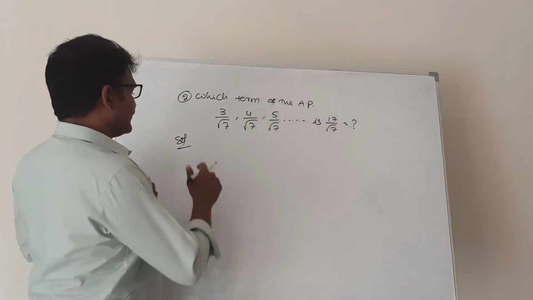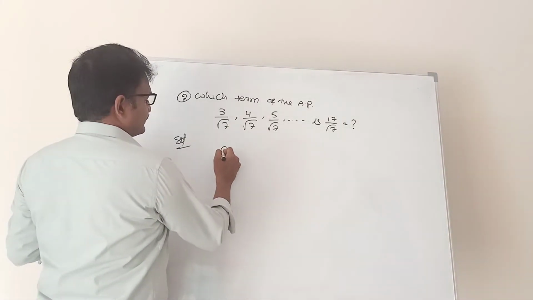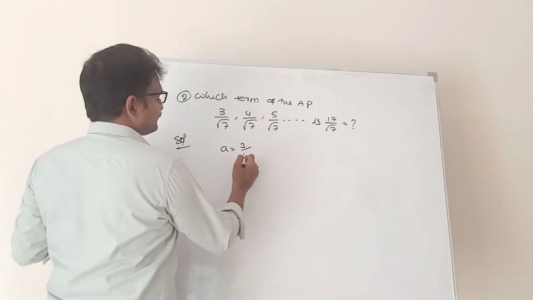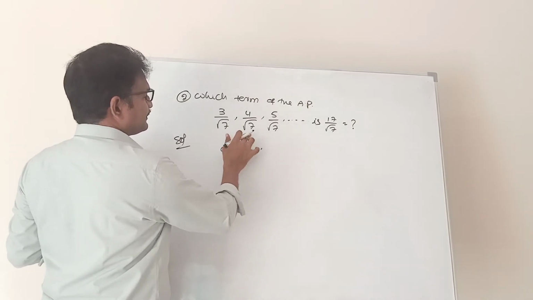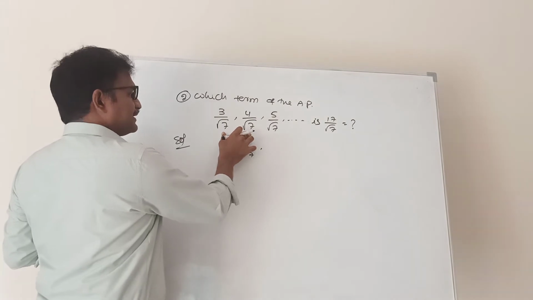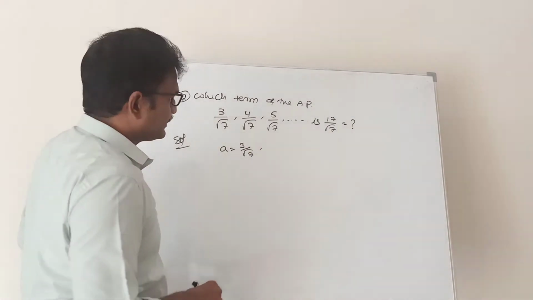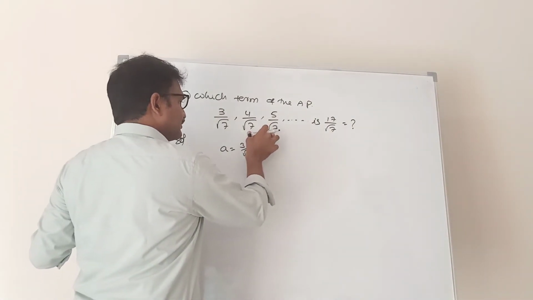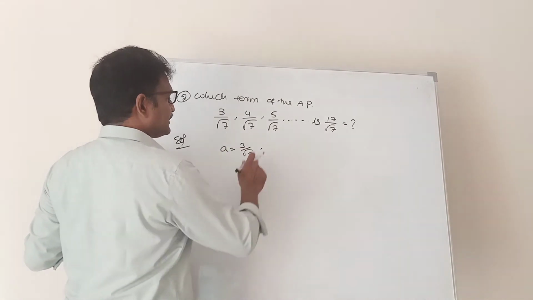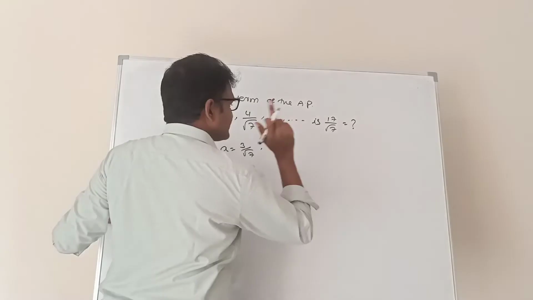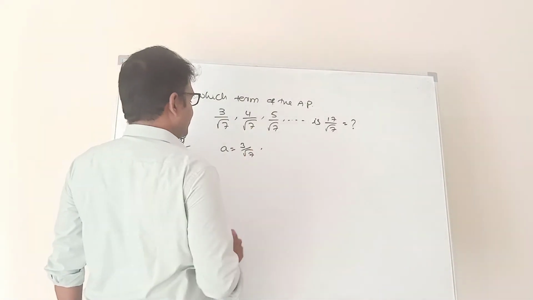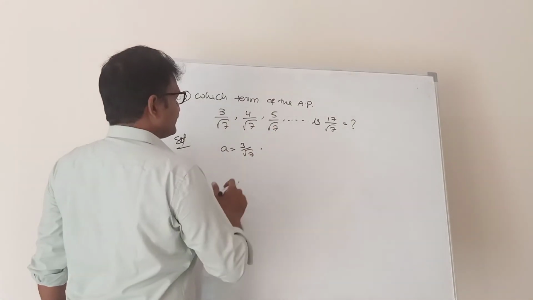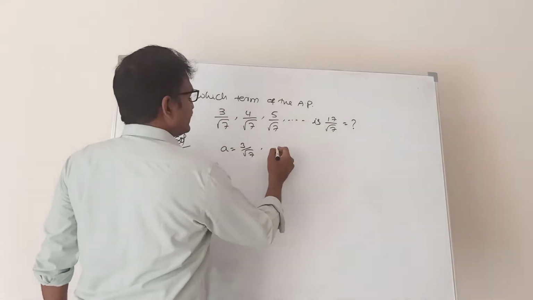So how to find this, same method. First, take the first term, 3 by root 7. Observe the difference between two consecutive terms. 4 by root 7 minus 3 by root 7 means 1 by root 7. 5 by root 7 minus 4 by root 7, the difference is 1 by root 7. That means the common difference is the same between consecutive terms. Therefore, they are in AP. So if they are in AP, take the first term and the common difference.